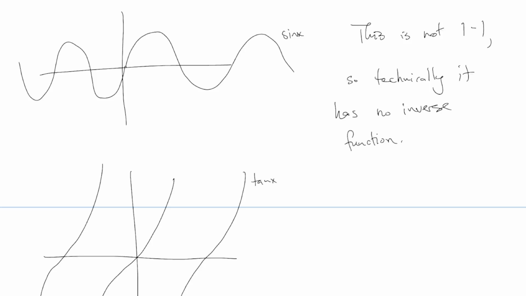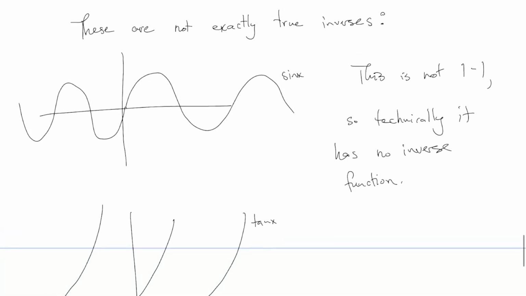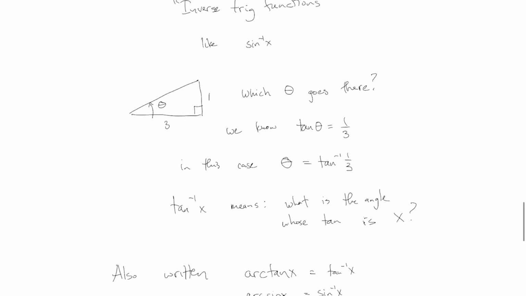And this is why I said these so-called inverse trig functions are not actually true inverses, because there is no such thing as the inverse function of sine x, because it's not one-to-one. But of course, we want to be able to do this kind of thing, like the question of, for instance, what is the angle in this triangle? Of course, that is a meaningful question, and it's the kind of question you would want to be able to figure out.